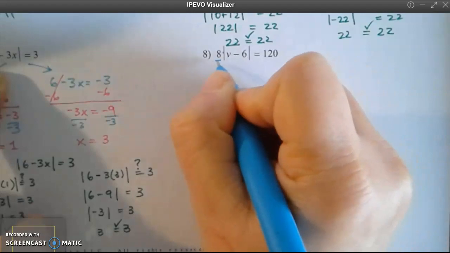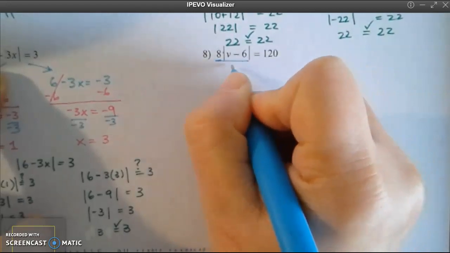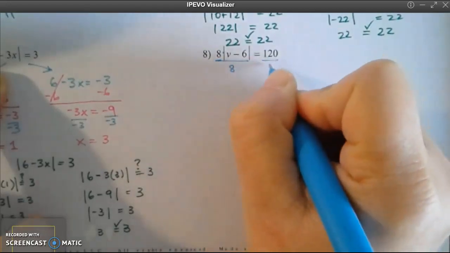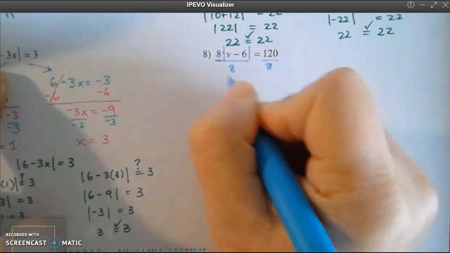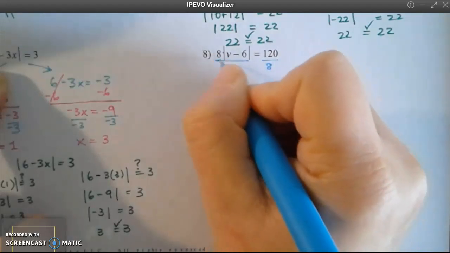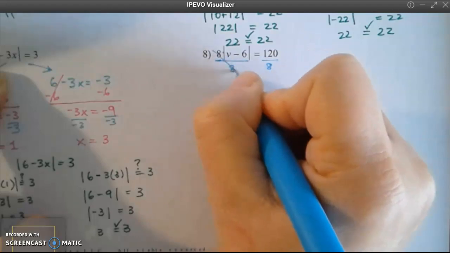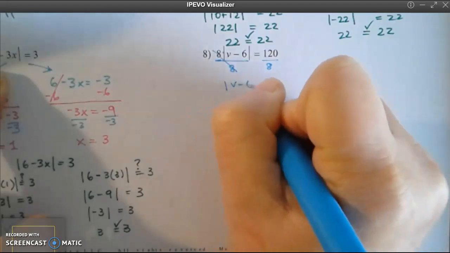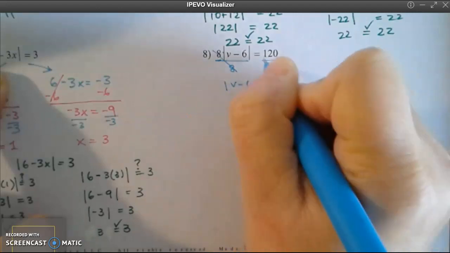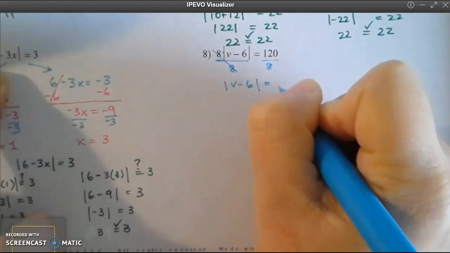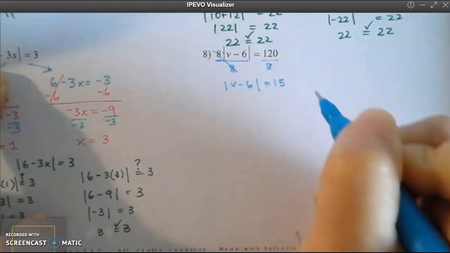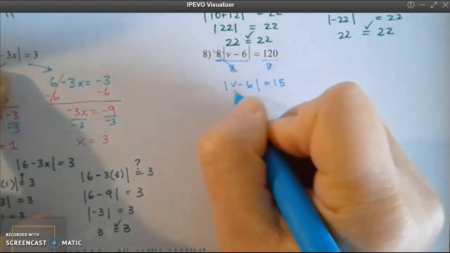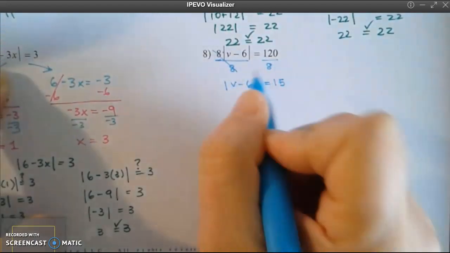So that means to get rid of 8, what I need to do is divide both sides of the equation by 8, because division undoes multiplication. So then you're left with absolute value of v minus 6 is equal to 120 divided by 8, which is going to be 15. Okay, now notice that we still have the absolute value symbol here.